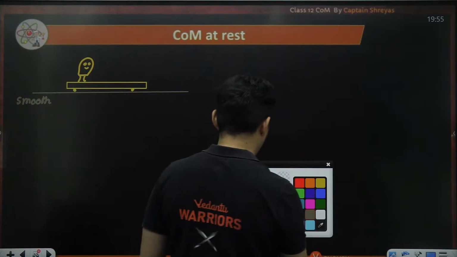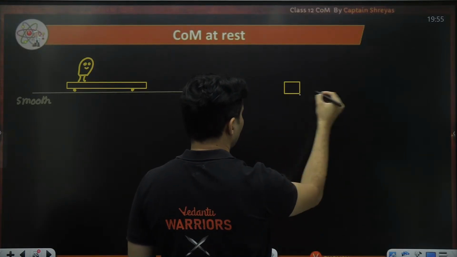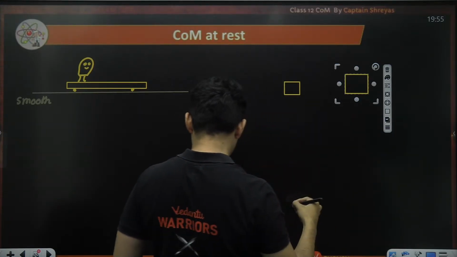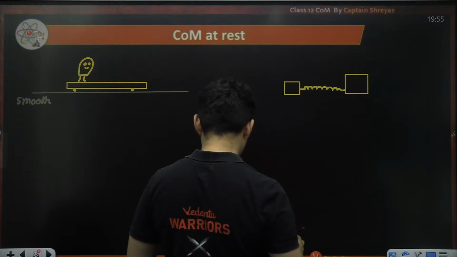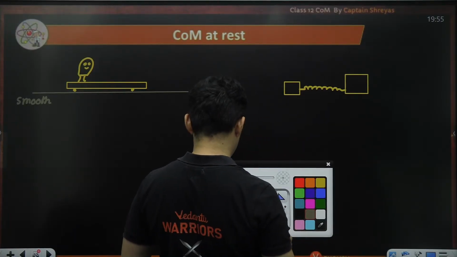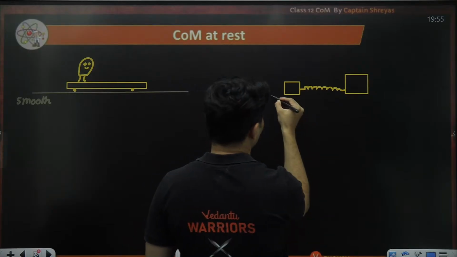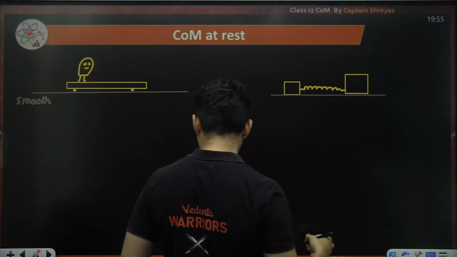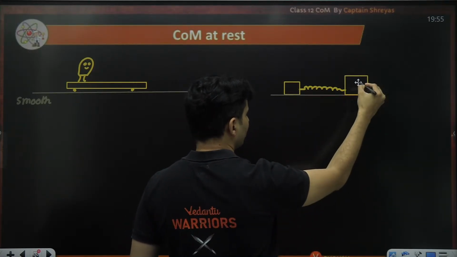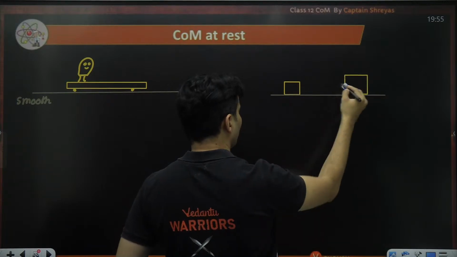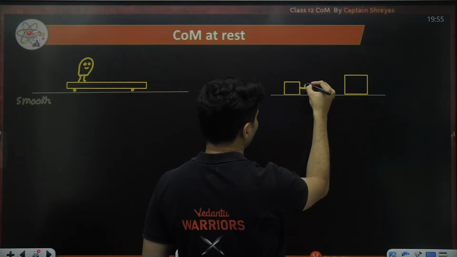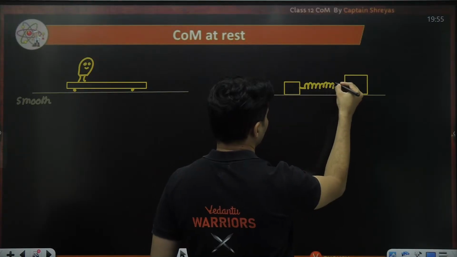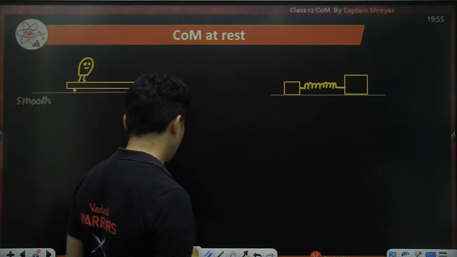Another example: there is a block here, there's another block here. They are all connected by a spring over here, and let's say the spring is right now compressed and then you leave it. So I can show it in the compressed form or maybe elongated, anything. It is right now compressed heavily and then you release it.